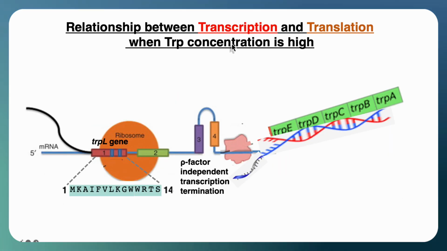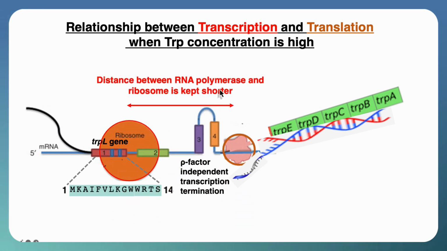Regarding the relationship between transcription and translation when tryptophan concentration is high, it doesn't take much time to translate the two tryptophan codons in the leader peptide region. Consequently, when examining the relative positions of the ribosome and RNA polymerase, the distance between these two apparatuses is relatively short. This leads to the formation of a hairpin structure in domains 3 and 4.